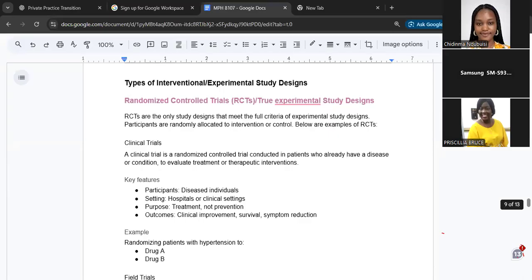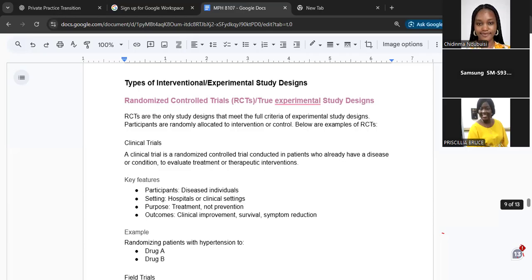Because if we go to our LMS or we read, we're going to see the limitations of case control. There are limitations of the cross-sectional study too. I cannot use a cross-sectional study, for instance, to establish causation. Good. Okay, so randomized controlled trials.